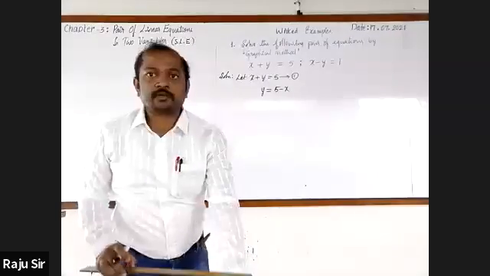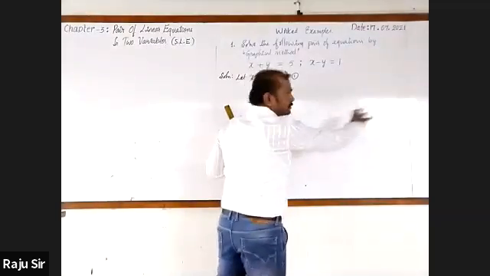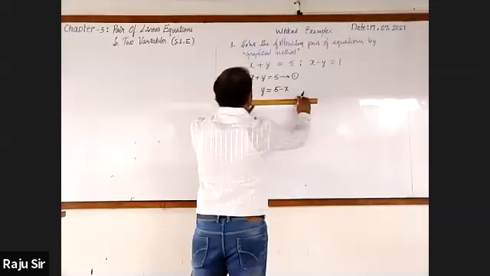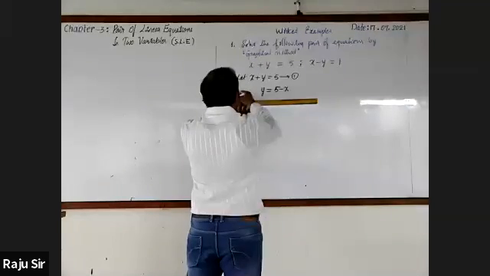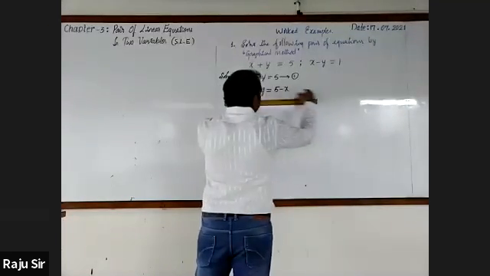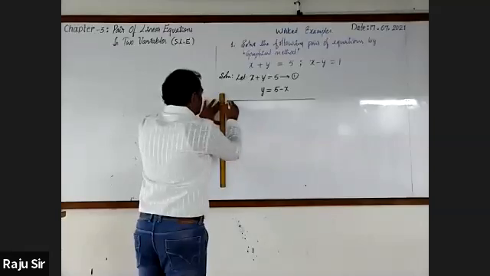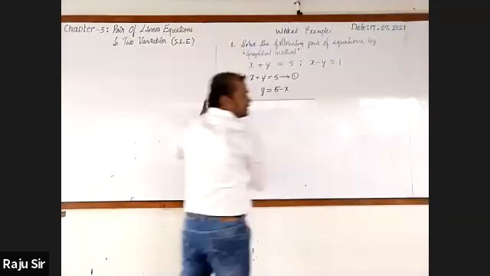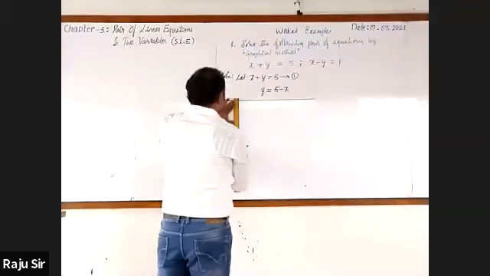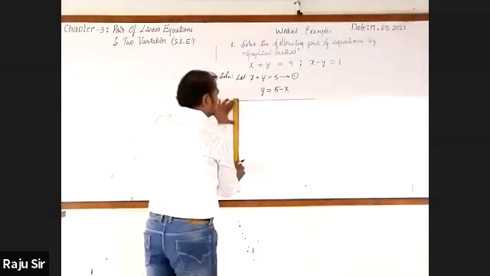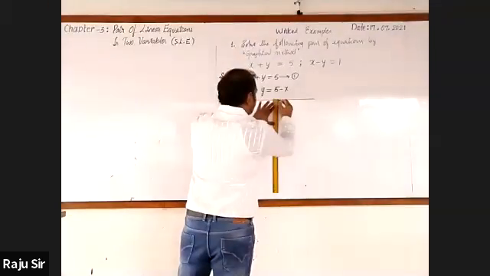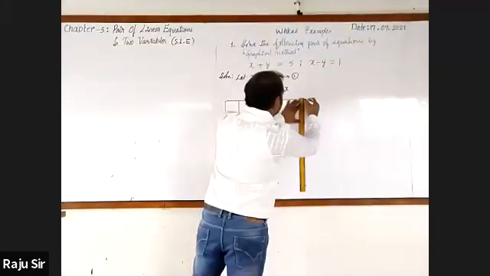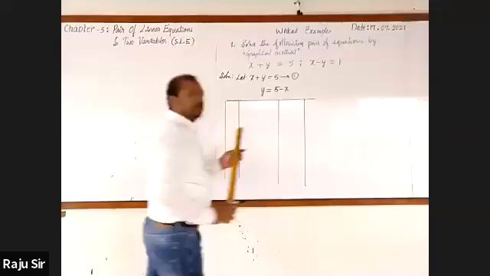Let's go for drawing the table. You have a good amount of space, so you can use the whole space. I have less space, so I'm using this much only. You can use the full page. First column is for x. Second column is for the equation. Third column is for the coordinates.